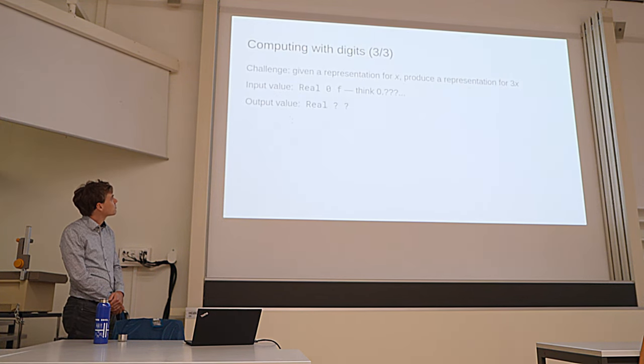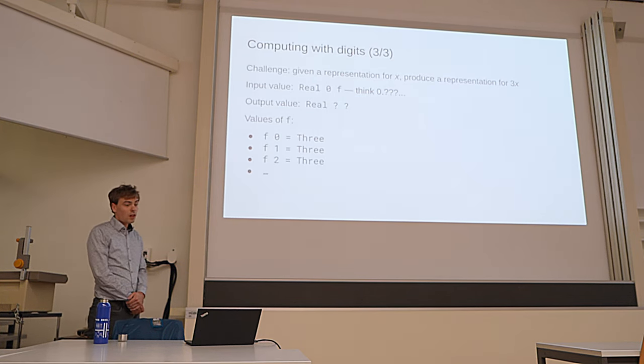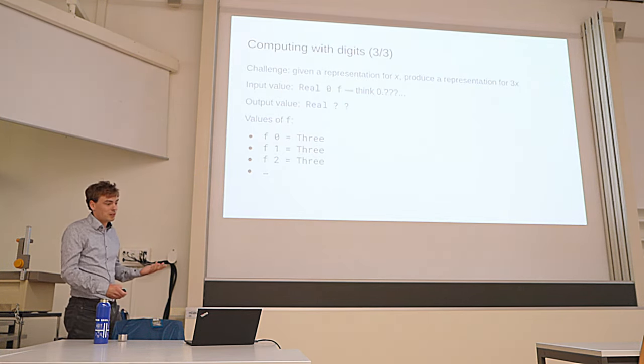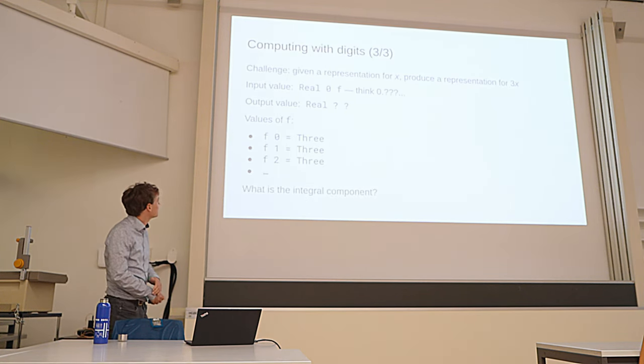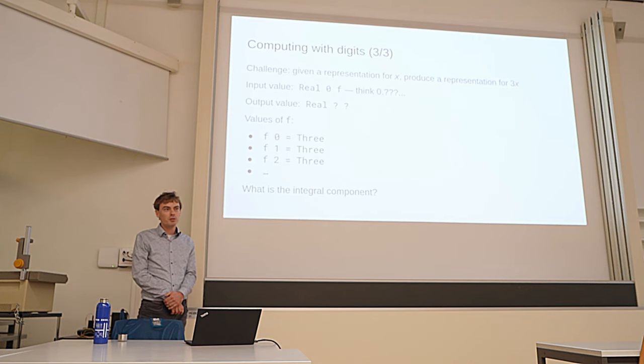Same exercise. First digit 3, second digit 3, third digit 3. You never know. Never know, right? You never know where it's going to go. Is it going to exceed 1, yes or no? So actually, there is no correct choice of integral component here. Already, the function times 3 is not computable in this representation.